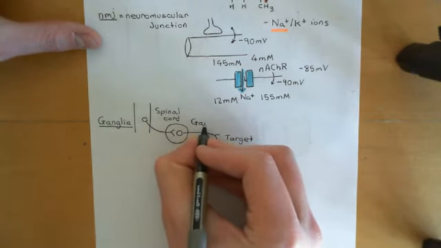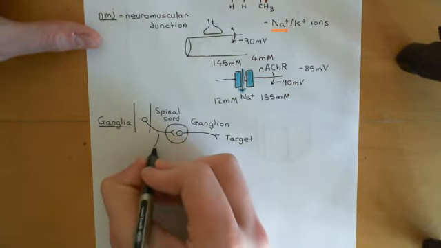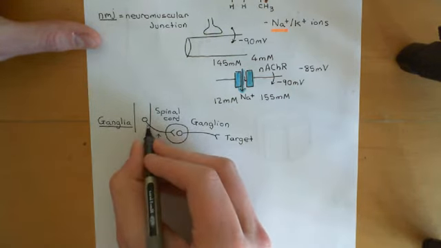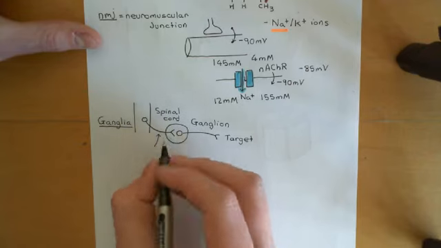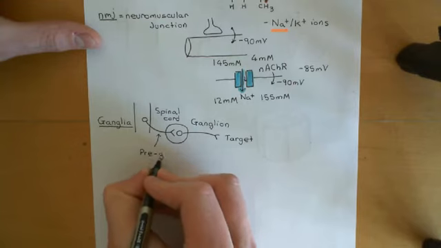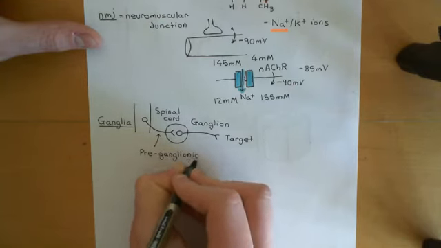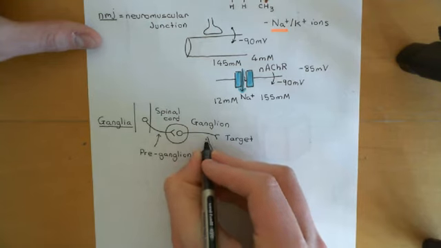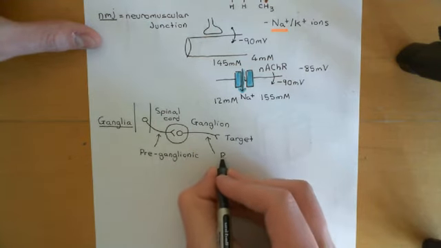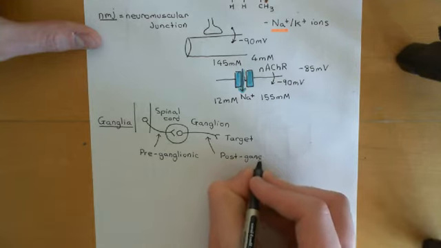Basically, when you have cell bodies of neurons outside of the central nervous system, that is called a ganglion. And these autonomic neurons that are prior to the ganglion are called the preganglionic neurons. So this is called the preganglionic neuron. And then the neuron that is after the autonomic ganglion is called the postganglionic neuron, and this is the one that actually synapses onto the target.